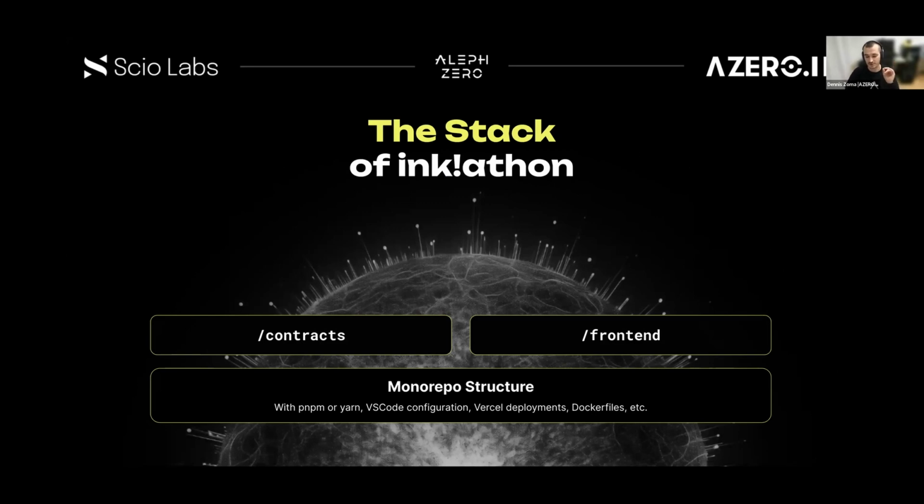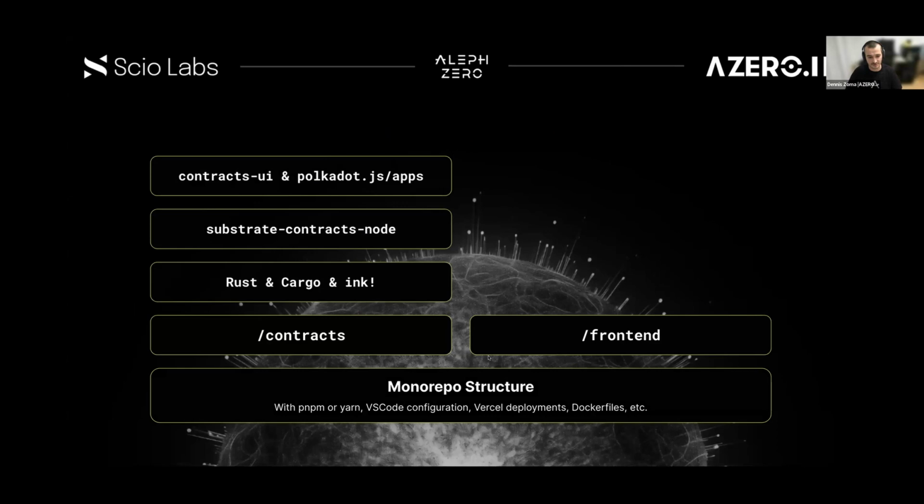You have everything out of the box, like a configuration for your code editor. You don't have to set up ESLint or Prettier or anything. You get Vercel deployment configuration, but if you want to deploy it on your own, you also have Docker files. So as I said, two pillars, contracts and front end.